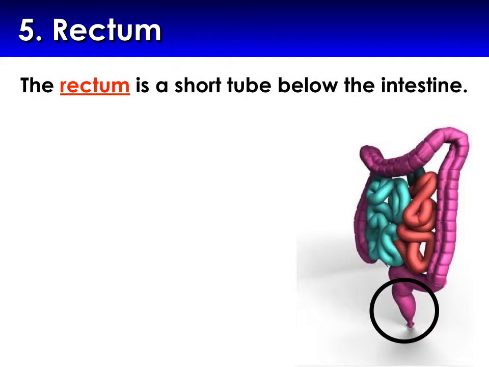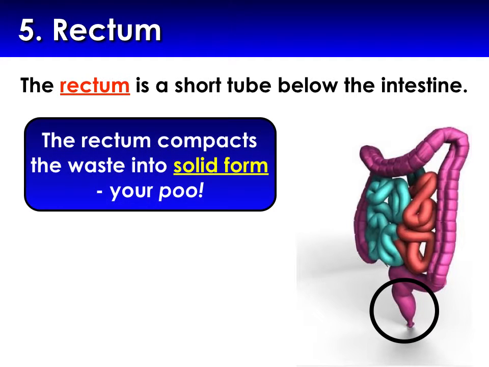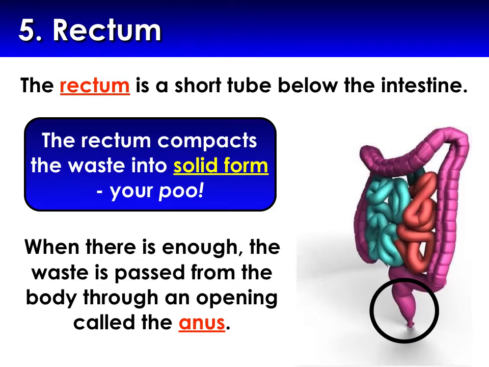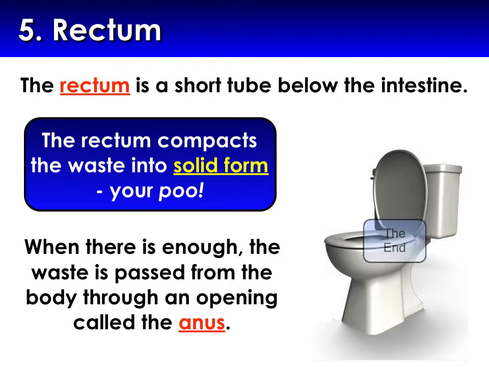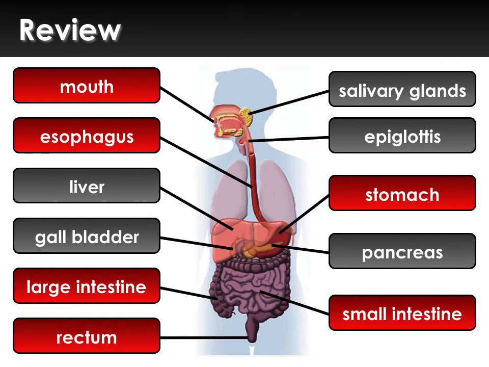The rectum is a short tube right below the intestine. It will compact the waste into solid form. When there's enough waste, the waste is passed from the body through an opening called the anus, and that would be the end of the process of digestion.